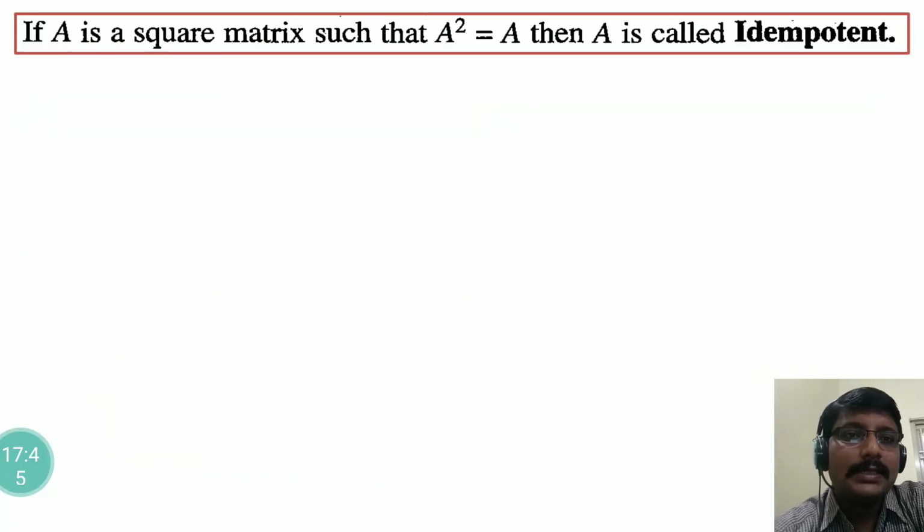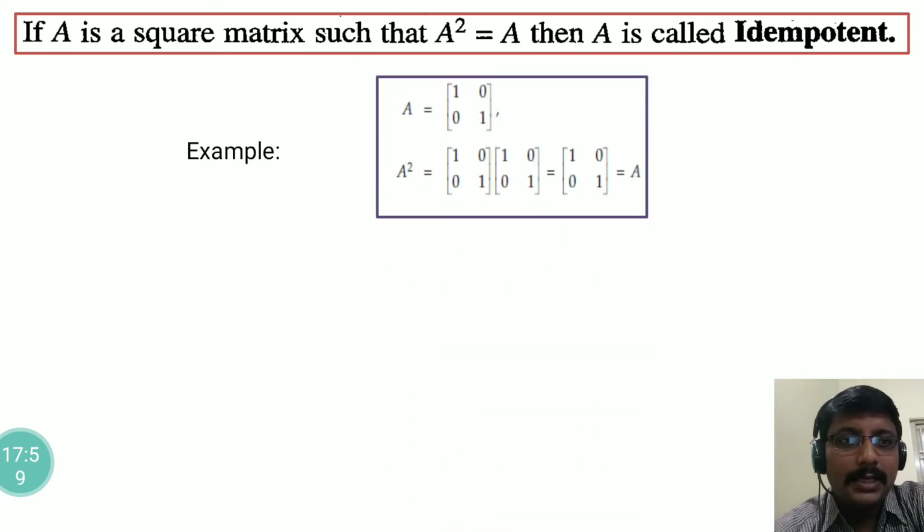A square matrix A such that A square equal to A is called an idempotent matrix. Idempotent means the given matrix A is called idempotent if it satisfies the equation A square equal to A. Example: A is the matrix 1, 0, 0, 1. If we compute A square, just multiplying both A's, the result is 1, 0, 0, 1. Thus we get a unit matrix of order 2, which is equal to A. Here A square equal to A, so A is called an idempotent matrix.